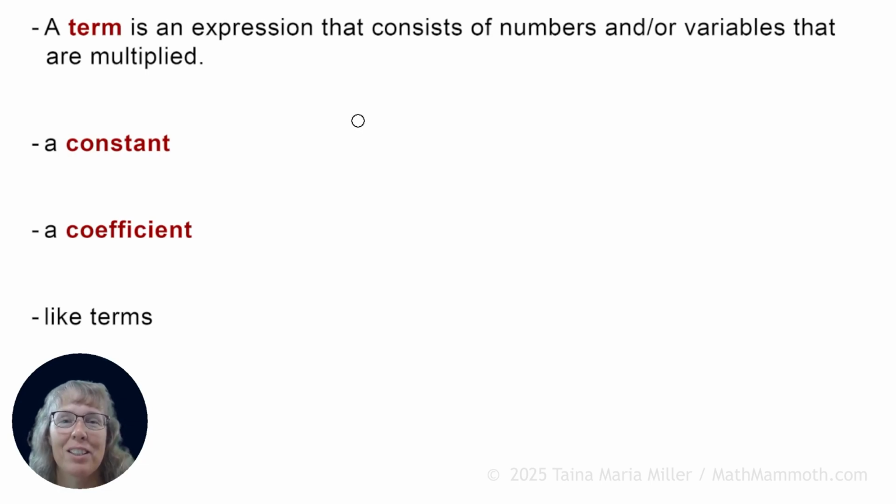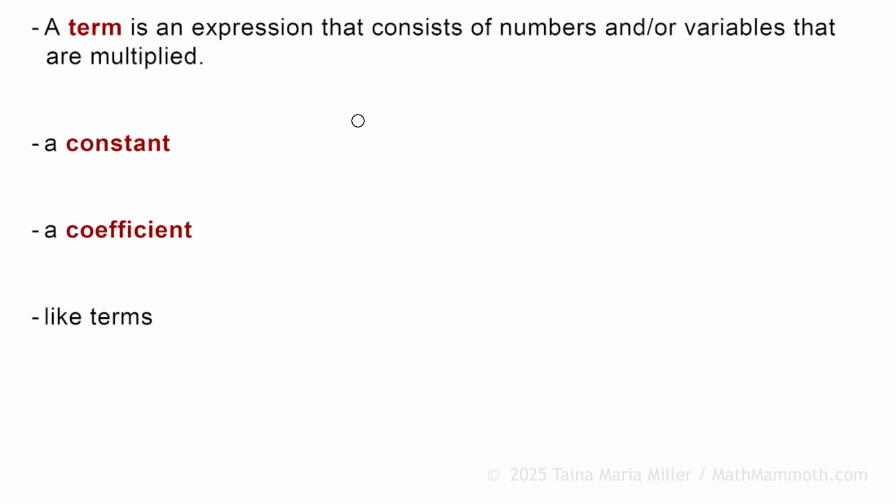In this lesson, we're going to learn about combining like terms. But first, let's review what is a term. A term in math is an expression that consists of numbers and or variables that are multiplied. For example, 2 times 8. So this is a term. It's an expression that has multiplication and then numbers and or variables.